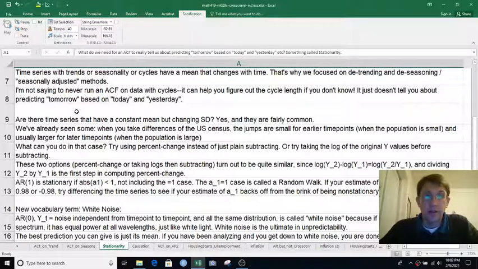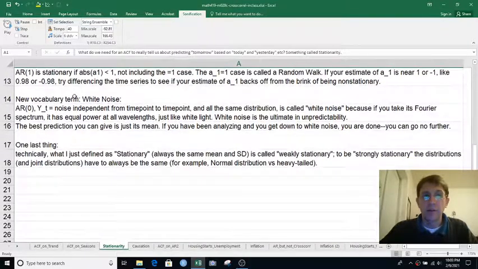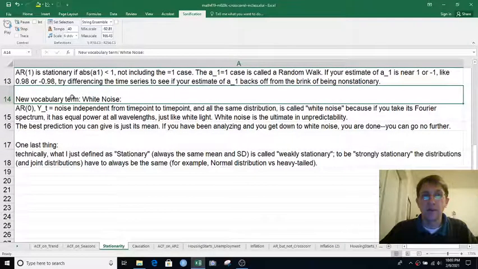How about autoregressive processes? AR1 is stationary if the absolute value of the A1 coefficient is strictly less than 1, not including the equals 1 case. The A1 equals 1 case is called a random walk. If your estimate of A1 is near minus 1 or plus 1, like 0.98 or negative 0.98, then you should try differencing the time series and then re-estimating A1 to see if your estimate of A1 backs off from the brink of being non-stationary.